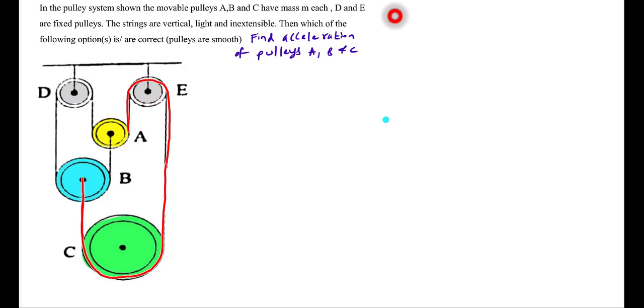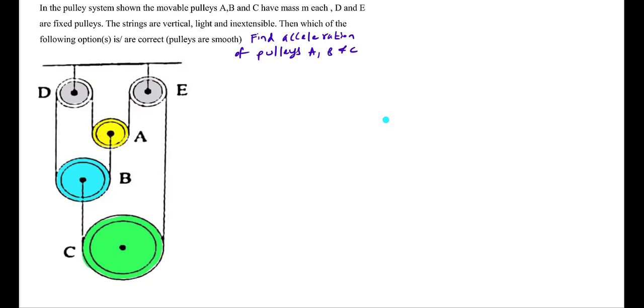Okay, I'll start from here. This is the length of the string. It will vary like this. Then it will come here. Then it will come here. You can see this is the total length of the string. It's inextensible, so this total length of string should remain constant. When we are writing the equation, we are going to keep this. And what about these pulleys? This is movable, movable, and movable.